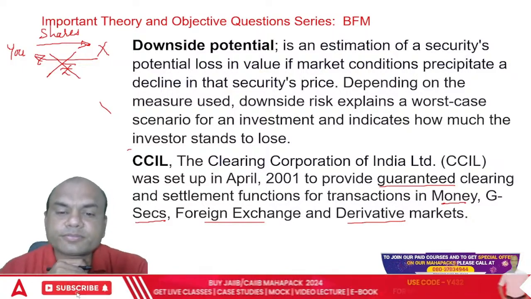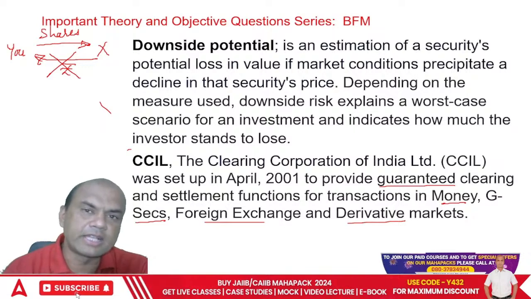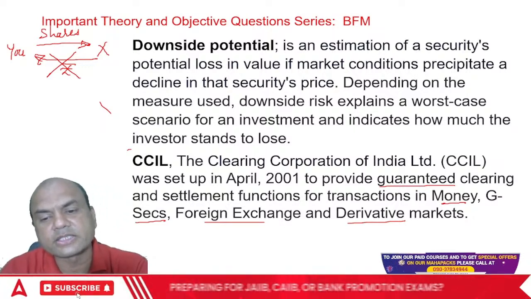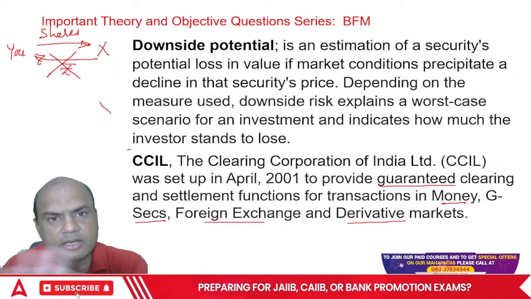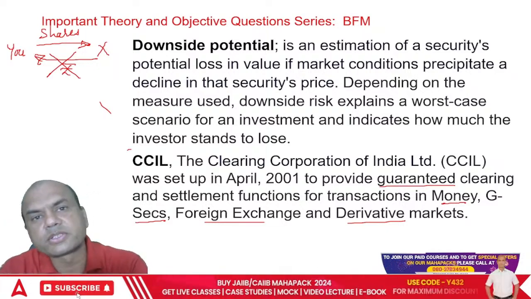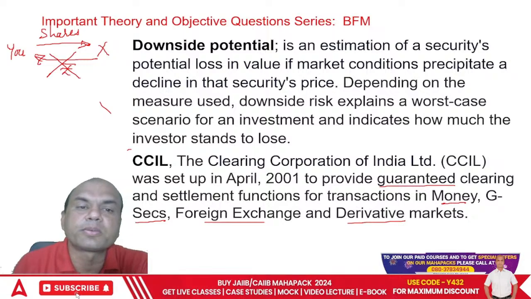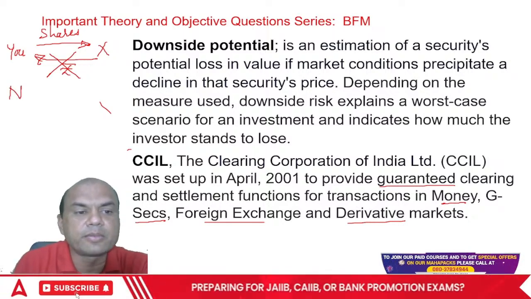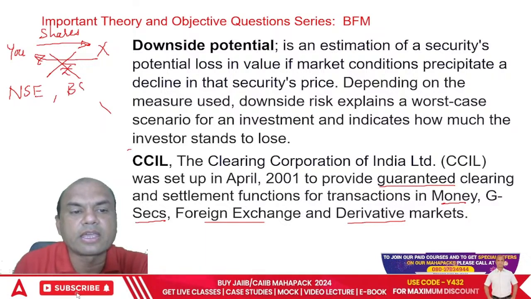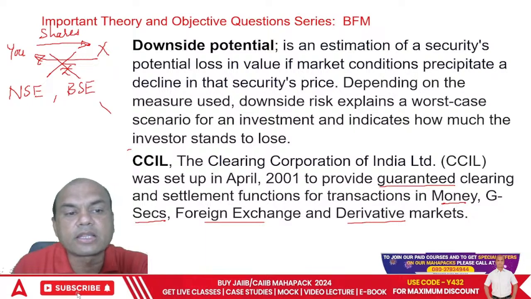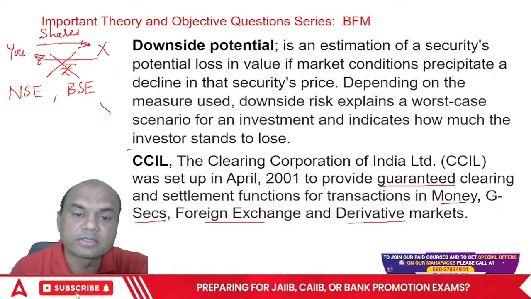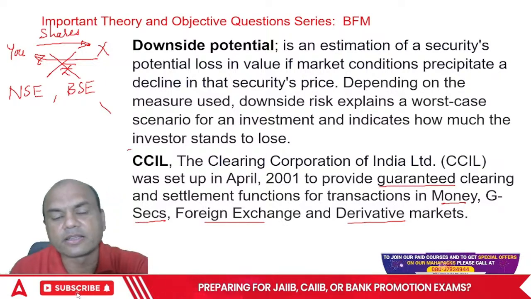Who takes care? Because here CCIL is very clear. CCIL covers money, government securities, foreign exchange, and the derivatives market. Does it say anything about shares? No. So who talks about shares then? Correct. NSE and BSE. These stock exchanges take care of the settlement risk of the shares. And for everything else, there is CCI.